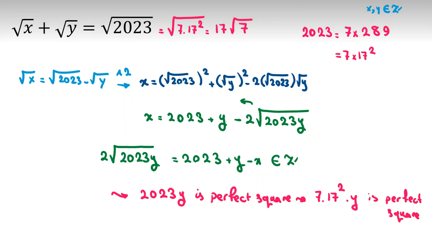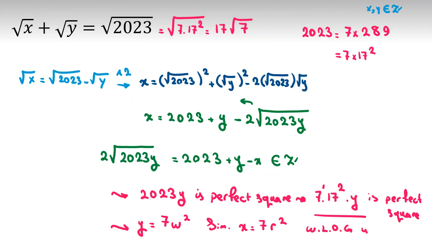So from this part, can you find the general form of what y should be, such that 7 times 17 squared times y is a perfect square? Try. Because the power of 7 is 1, y should be 7 times, for example, w squared. Then it will be okay. Similarly, we can say x should be 7 times, for example, r squared, where r and w, without loss of generality, are at least 0.